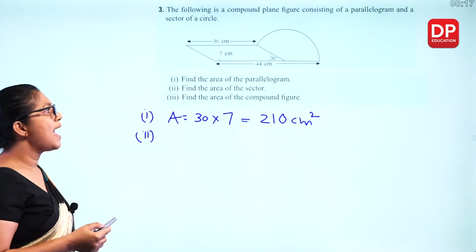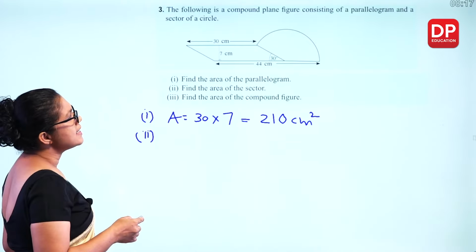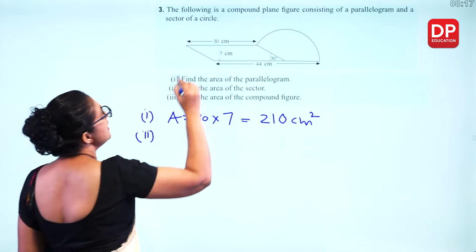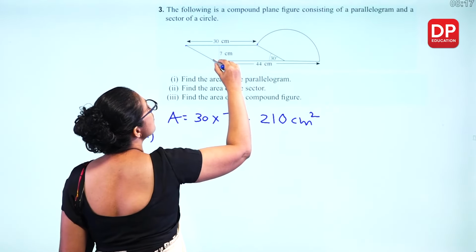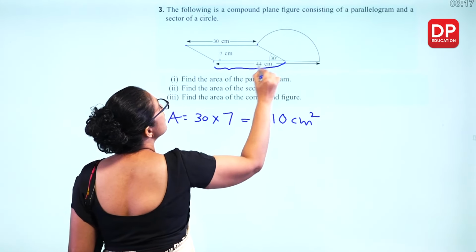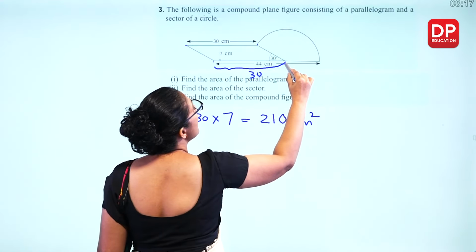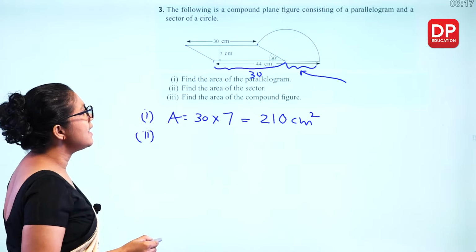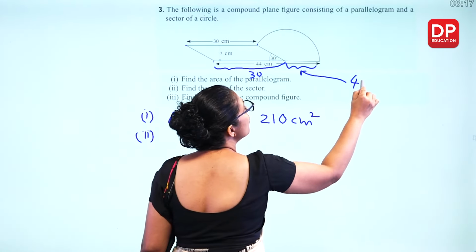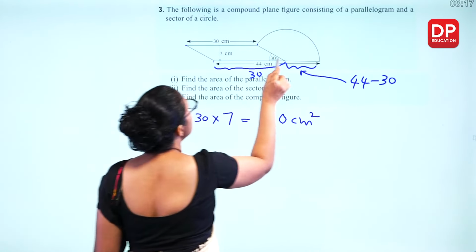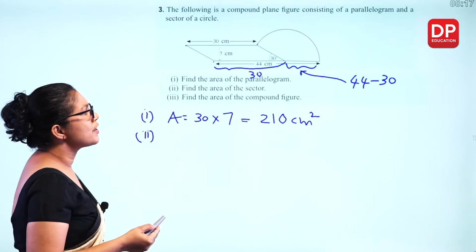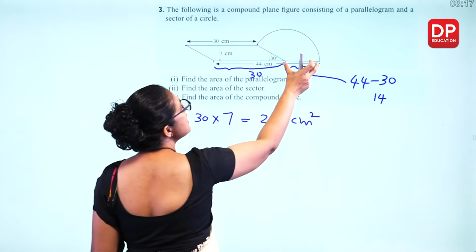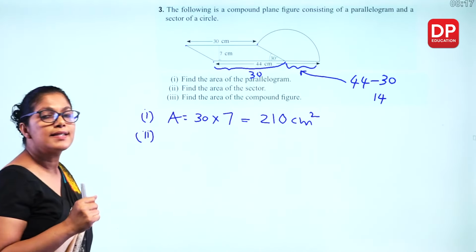So in the second part, find the area of the sector. So we need to know the angle at the center. And what is the radius there? How can we find out the radius? Here, this length is 30. So this length is also 30. So you can find this part by subtracting, the total length 44 and this length 30. So 44 minus 30 you get 14. So 14 is the radius of the sector.